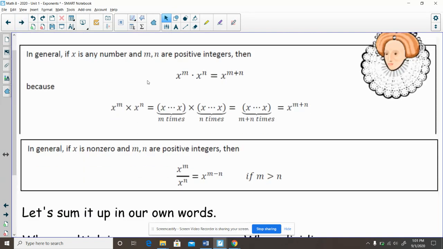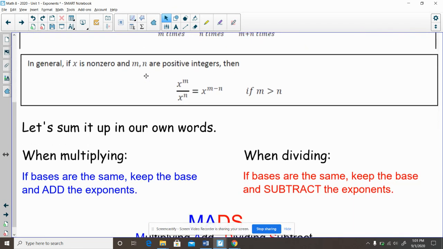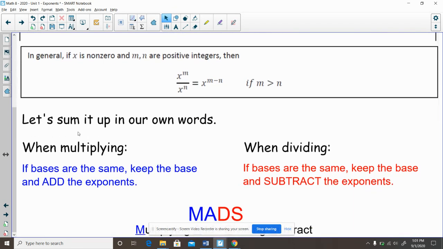And here are your notes. Remember, this is your textbook page. You can read through these. It gives you a summary of our two rules. So our two rules for today were the product of powers law and the quotient of powers law. Remember, when you're multiplying, if bases are the same, you keep the base and add the exponents. When dividing, if bases are the same, you keep the base and subtract the exponents. You can use MADS as an acronym to remember that.